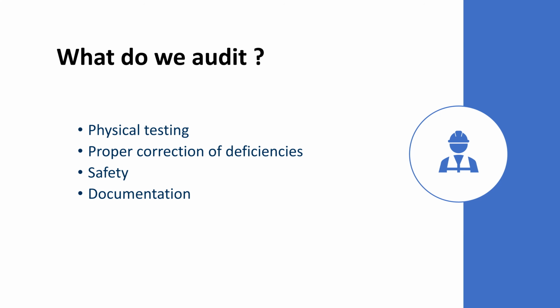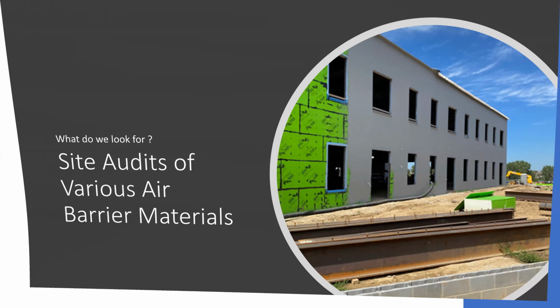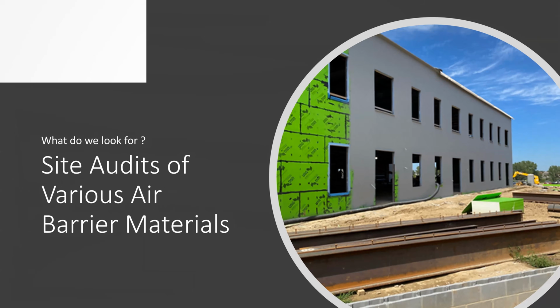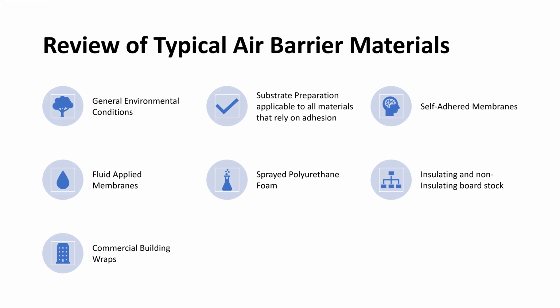So this is like, if I'm going out to the job site, this is my checklist of all the things I want to look at. We'll go through each of those different types of things. Let's start with some of the generic things that apply to really every material. We're going to look at general environmental conditions and substrate prep, and those two things are fairly consistent from product to product. There's not going to be a huge wide variation.